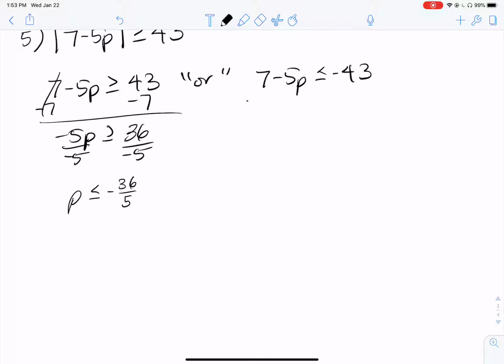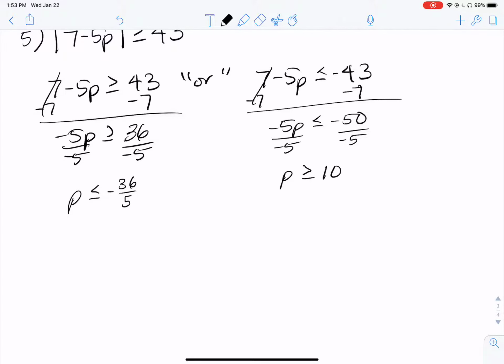Now to find the other endpoint, we'll solve the inequality by subtracting 7 from both sides, and -5p will be less than or equal to -50. We divide by -5, and the value of p would be greater than or equal to positive 10. And because this is an OR inequality, when I plot my endpoints, again, the negative would have to go first and the positive would have to go second. Which is, again, this value is around 7.2, if it's not exactly 7.2.